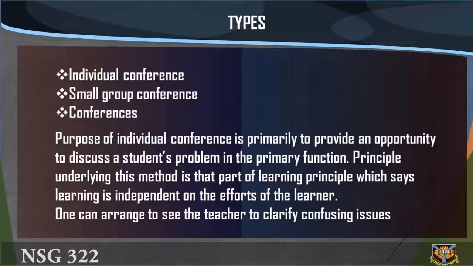Types: individual conference, small group conference, large conferences. Purpose of individual conference is primarily to provide an opportunity to discuss the student's problem in the primary function. Principle underlying this method is that part of the learning principle which says learning is dependent on the efforts of the learner. One can arrange to see the teacher to clarify confusing issues.